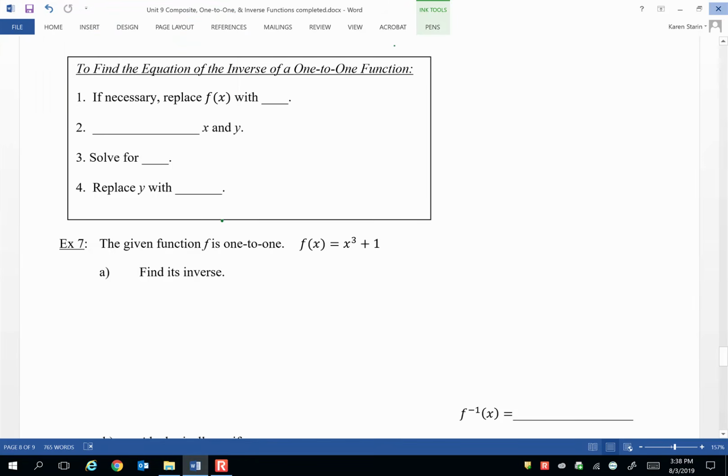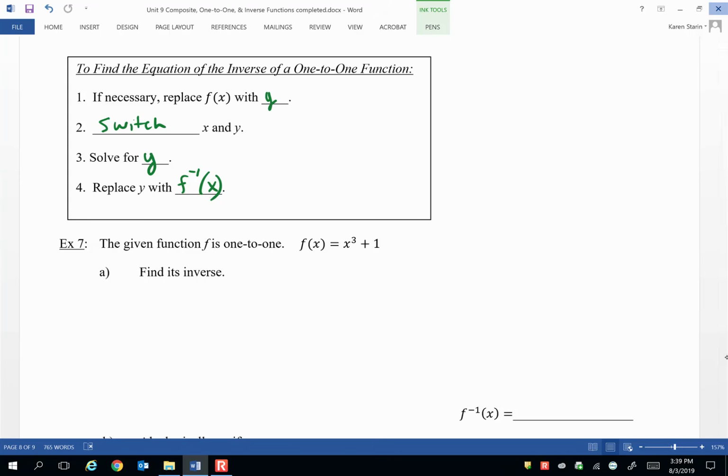How do we find the equation of an inverse if we're given the equation of a function? Well, here's some steps to guide you. If necessary, replace f of x with y. Then interchange x and y, or you can just say switch who is x and who is y. Then solve for y, and then finally replace y with f inverse of x, because when you solve for y, it will be in terms of x.